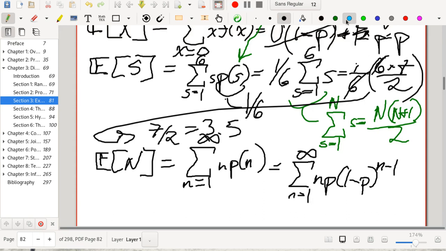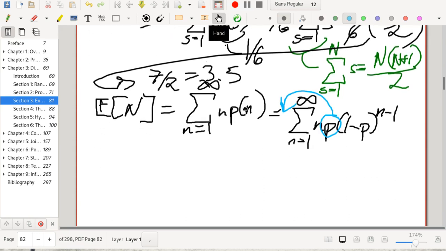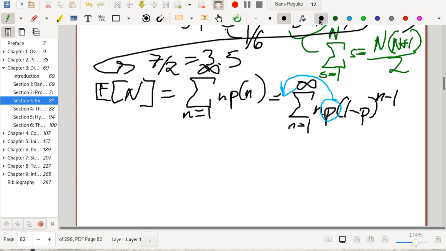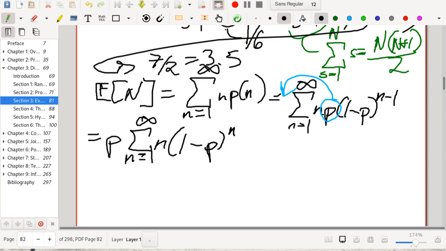Let's see. The p here is a constant, so we can bring that out. We are not summing over p. That means that we can say that this is equal to p times the sum from n equals 1 to infinity of n times 1 minus p to the power n minus 1. You probably did not see a formula for this. So what are we going to do? We're going to get tricky. We're going to get really tricky.